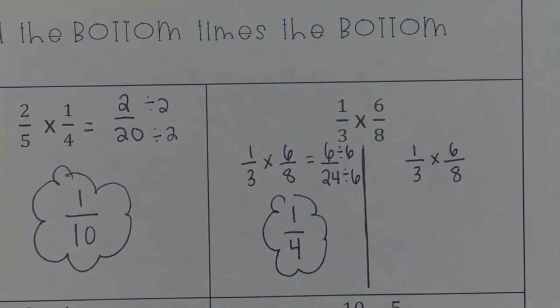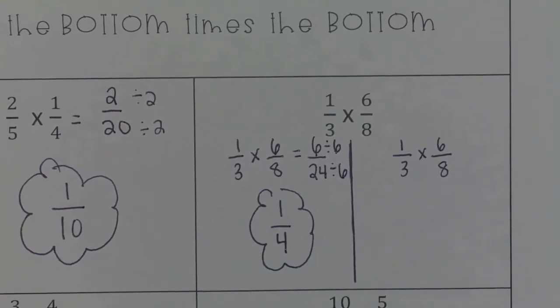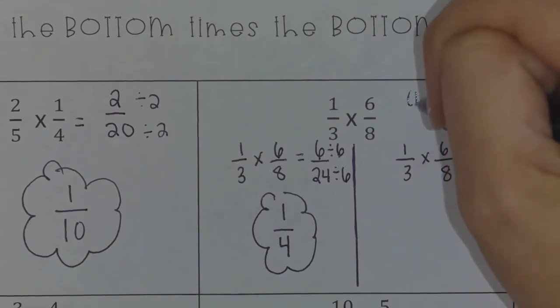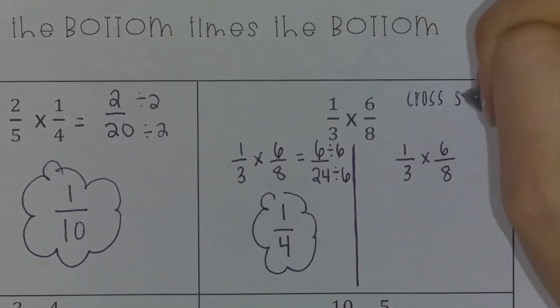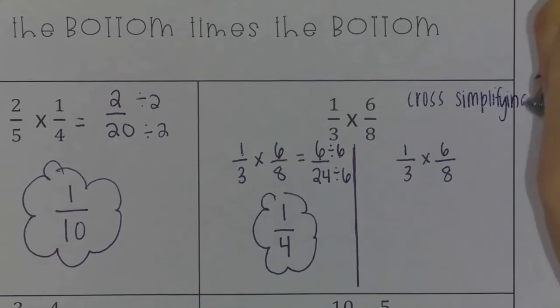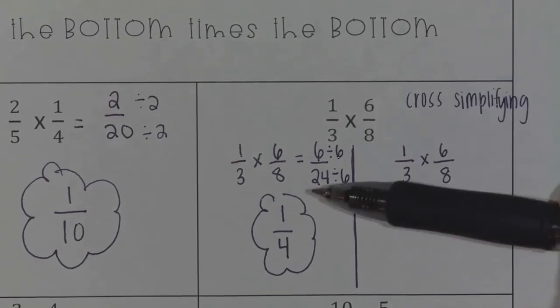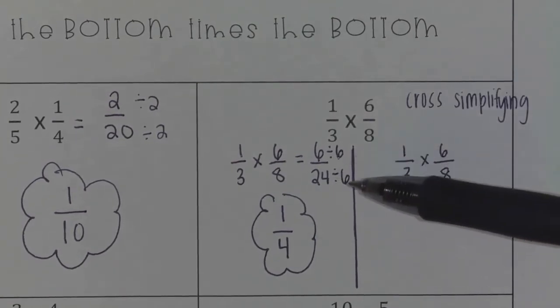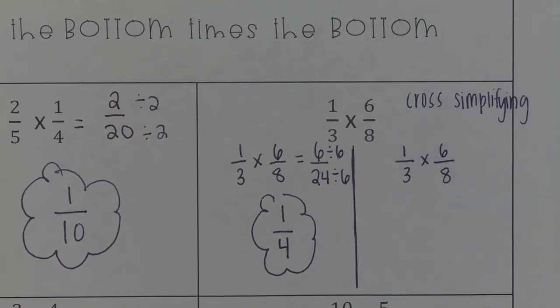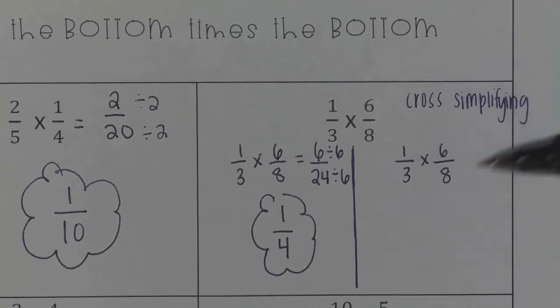Okay, now this secret math hack that I'm going to teach you is called cross simplifying. So I do want you to write this down at the top with me. And let's break this apart and figure out what cross simplifying is. So let's start with cross. So normally when we simplify, we're simplifying top and bottom, numerator and denominator. But when we cross simplify, we are going to look at the numbers that are across or diagonal from each other.